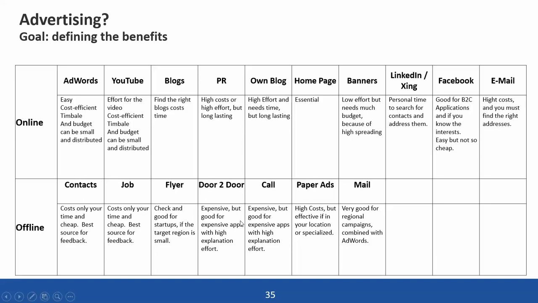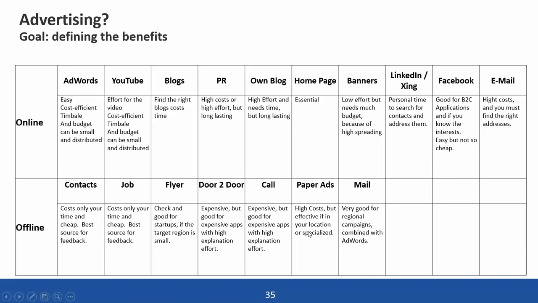Door-to-door and calling are more for really expensive things, if you want to ask a lot of money for something expensive, but sure, it's really good. Paper ads are a little bit more old school, but you can also do it, especially in magazines that are specialized for some topics.